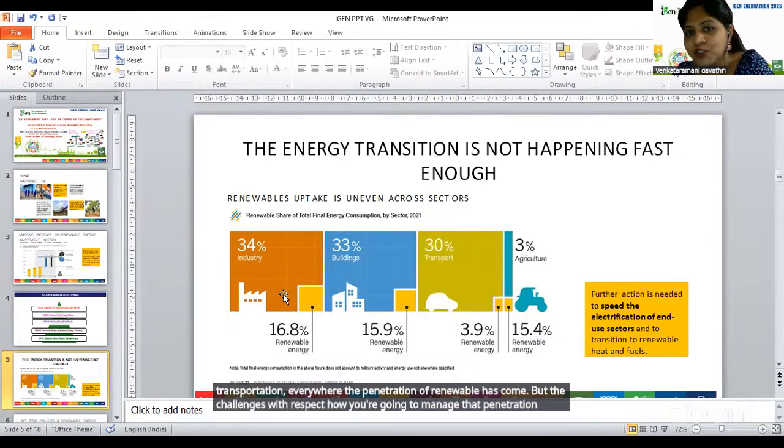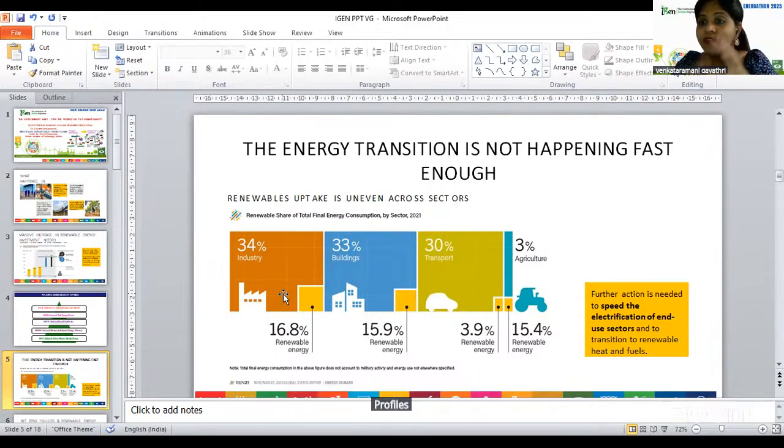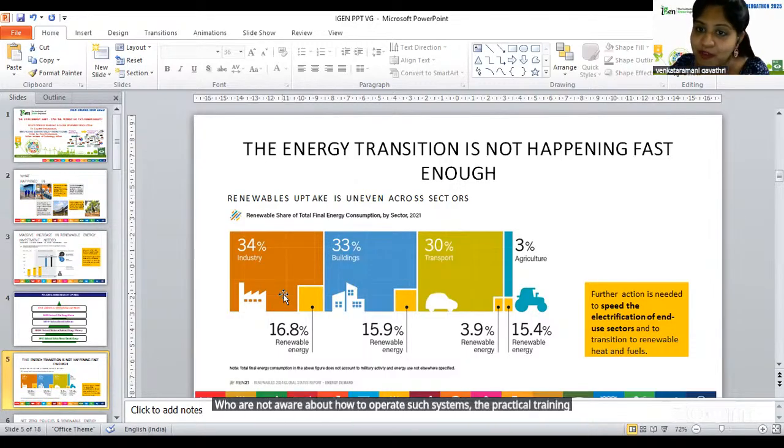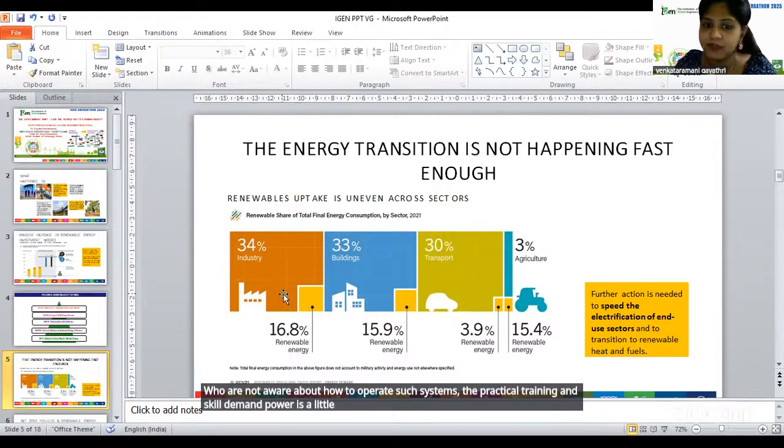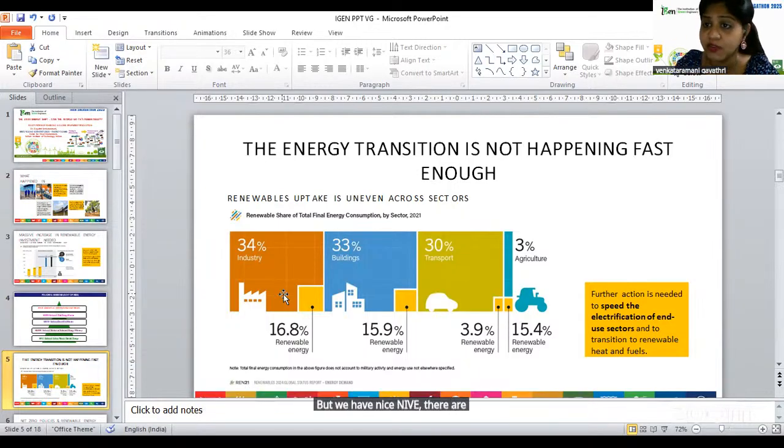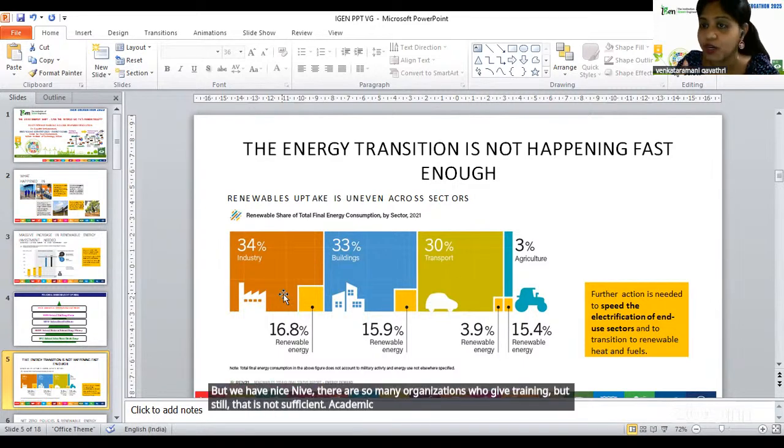Again, one biggest flaw is agriculture. When it comes to the agriculture sector, there is still a reluctance or some kind of resistance that prevails among the agricultural people or farmers, who are not aware of how to operate such systems. The practical training and skilled manpower is a little less in India. We have manpower, but we have NIVE. There are so many organizations to give training, but still that is not sufficient. Academic organizations should come forward to enlighten and educate these kinds of people, and they should do a lot of activities like this.